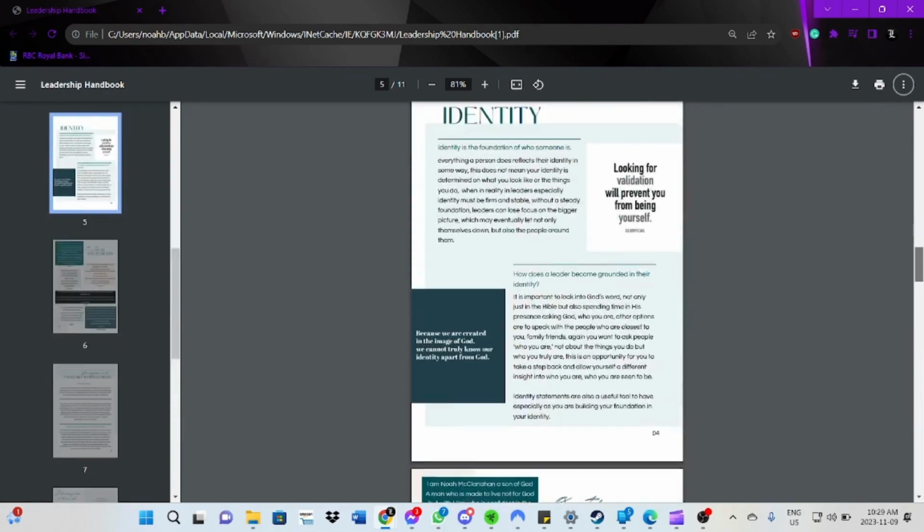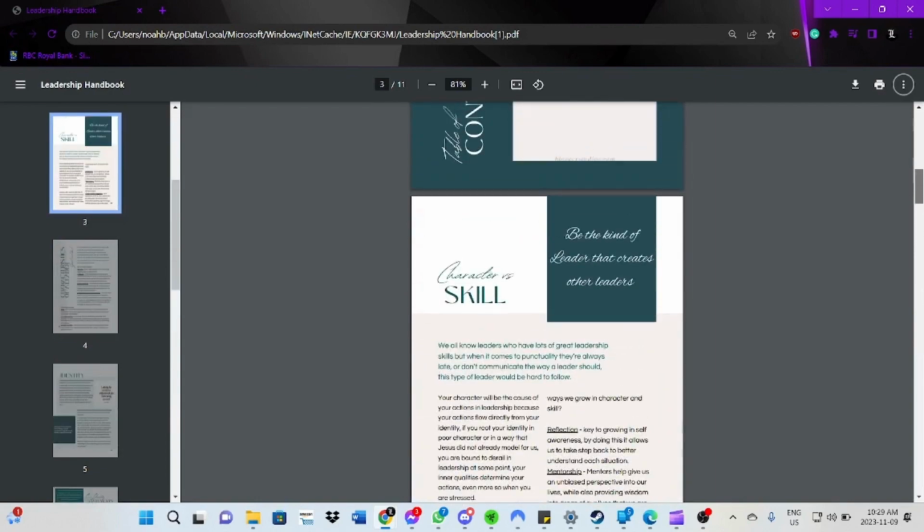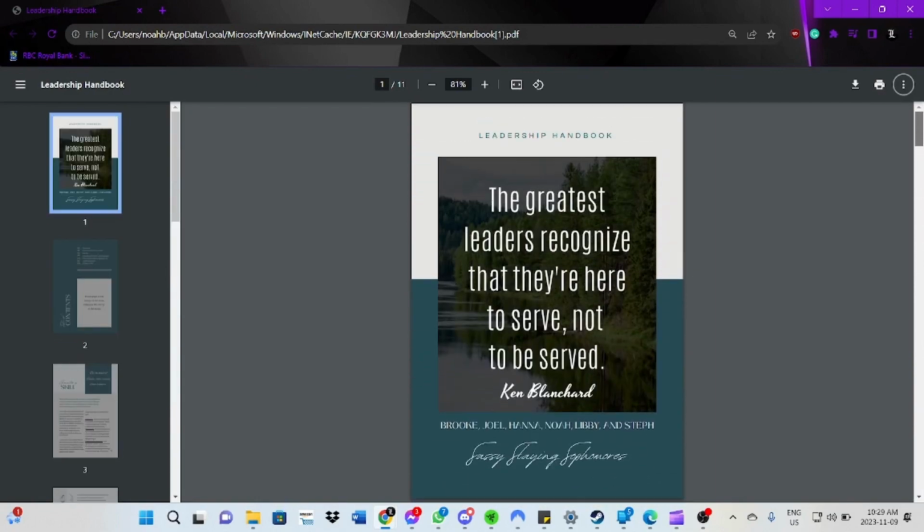It's 11 pages long. It takes about 10 minutes to read. I encourage each of you to just read through it. If you have any questions about it, please let us know.